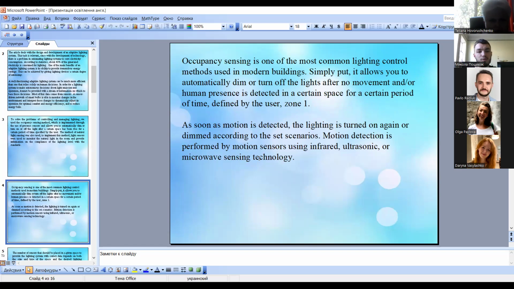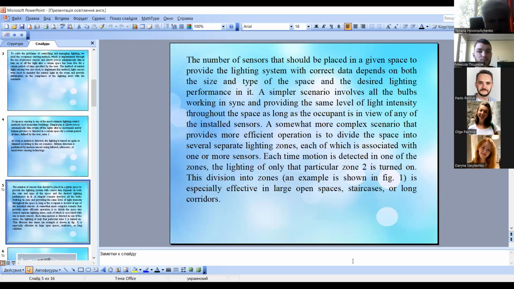Motion detecting is performed by motion sensors using infrared, ultrasonic, or microwave sensing technology. The number of sensors that should be placed in a given space to provide the lighting system with correct data depends on both the size and type of the space and the desired lighting performance. A simpler scenario involves all the bulbs working in sync and providing the same level of light intensity throughout the space as long as the occupant is in view of any of the installed sensors.